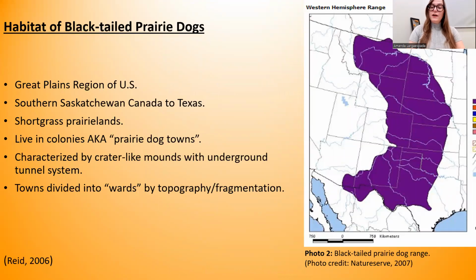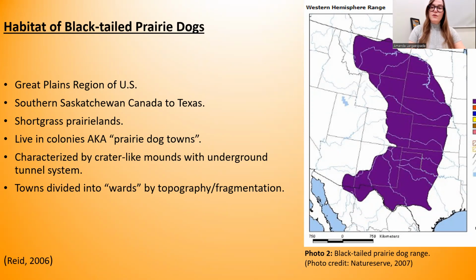To provide some background on my study, the focal species is the black-tailed prairie dog, scientific name Cynomys ludovicianus. The black-tailed prairie dog can be found throughout the Great Plains region of the United States, and that can extend from Montana centrally down to the state of Texas. And they are typically found within a variety of short grass prairie lands and flatlands in particular.